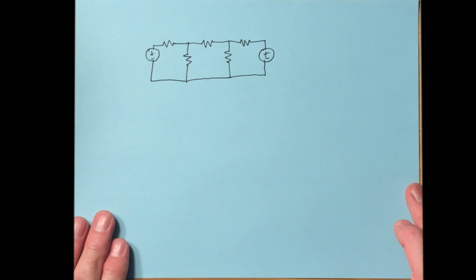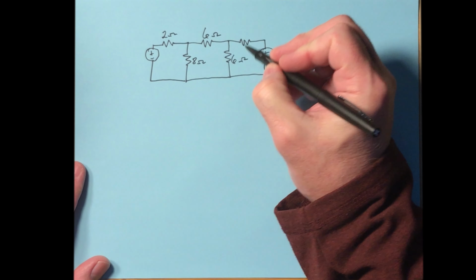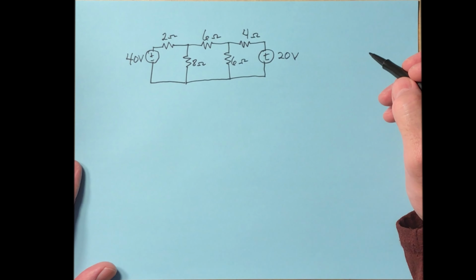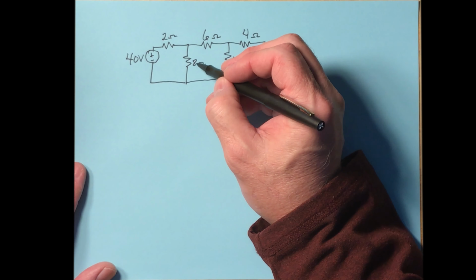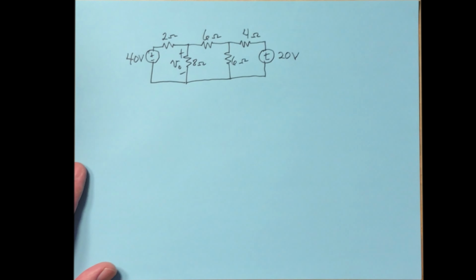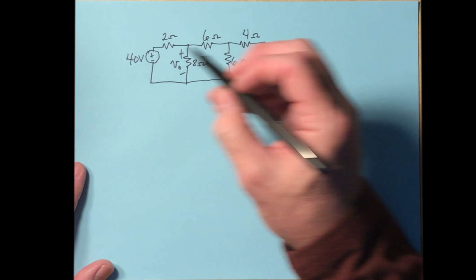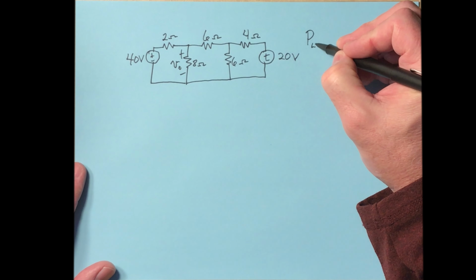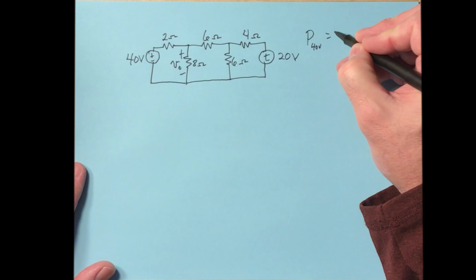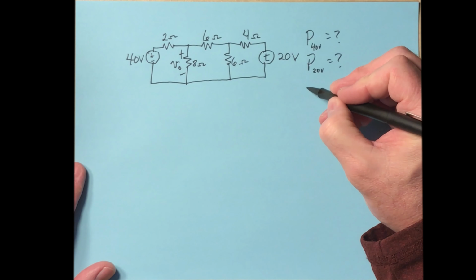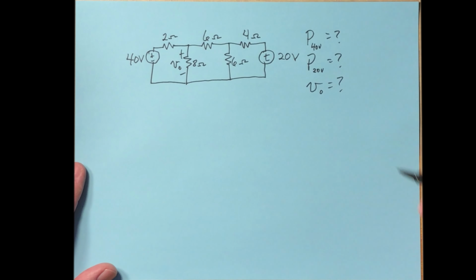Let's do an example. All right, so here we've got this circuit, and what we want to do is solve for the voltage across the 8 ohm here. Let's call that V naught. Okay, find V naught. And we could also calculate the powers for the 2 sources. For example, power for the 40 volt is what? Power for the 20 volt is what? And then V naught, what is that?